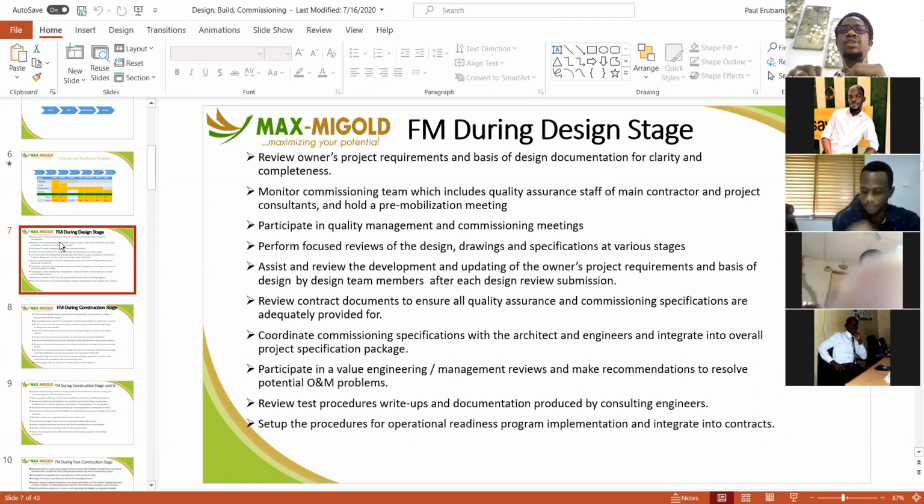So at this stage, the facility managers or the FM consultant, if appointed to the project, will review the owner's project requirements and the basis of design documentation for clarity and completeness. This is where all the I's need to be dotted, all the T's need to be crossed, just to ensure that what was originally intended was captured in design, was captured in bills of quantities, was captured in contract documents.